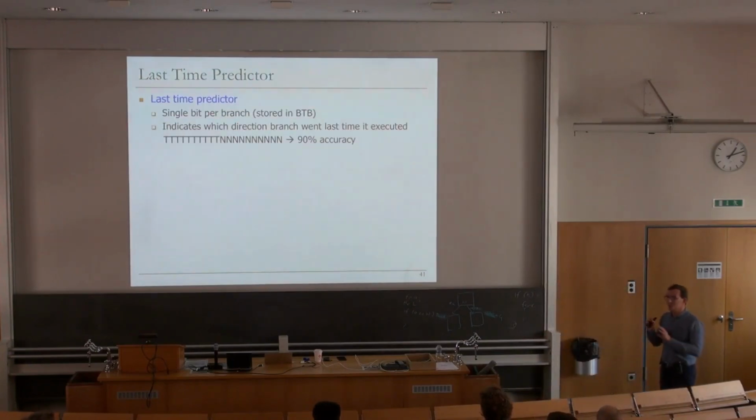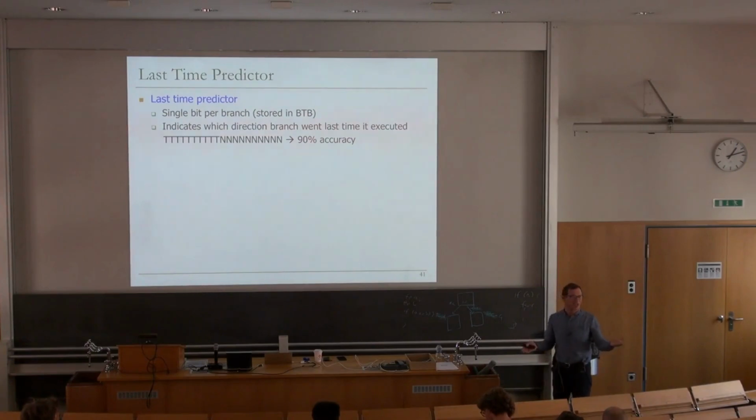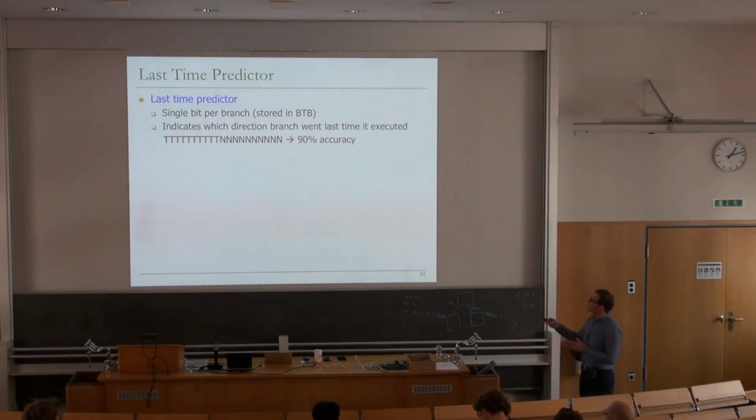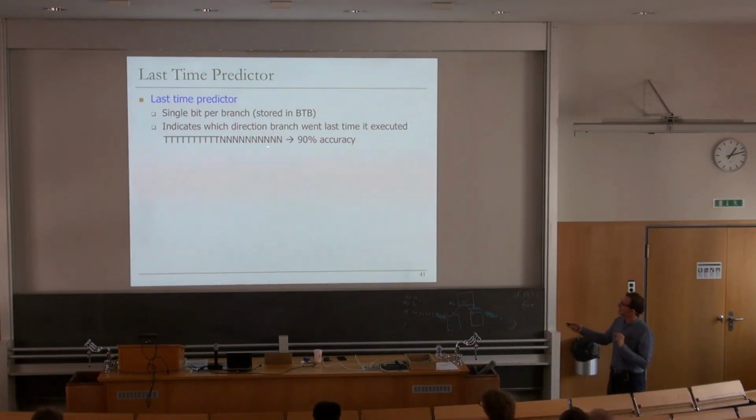So let's start with the simplest dynamic branch predictor, which is a last time predictor. And the idea is very simple. You've executed the branch once, and you know what direction it went. Use that direction as a prediction for the next time you execute that branch. Very simple idea. That's why it's called last time, right? So you get a single bit per branch stored in the BTB that says what direction the branch went last time it was executed. And if you do that with this sort of behavior, you get 90% accuracy.